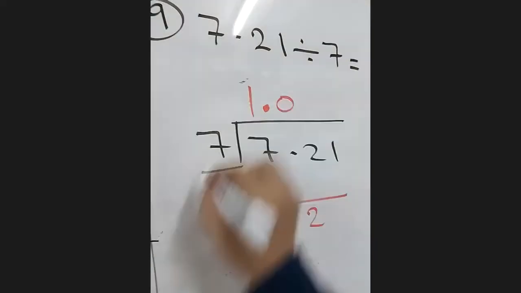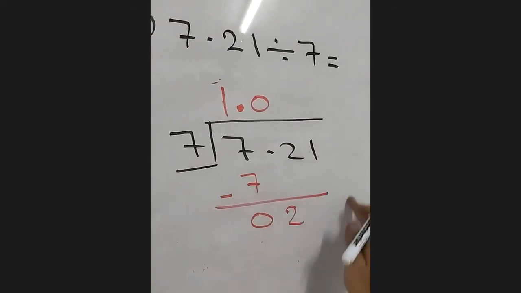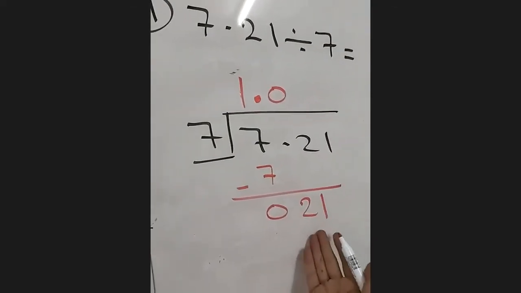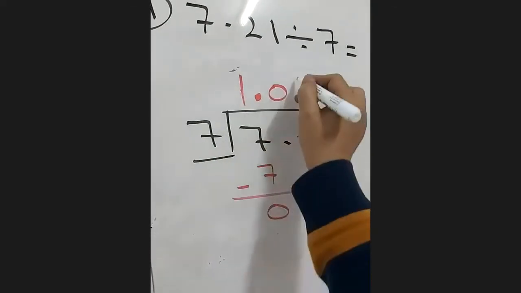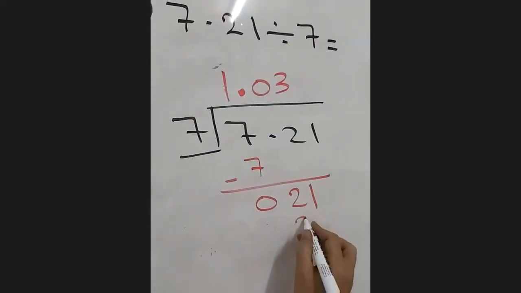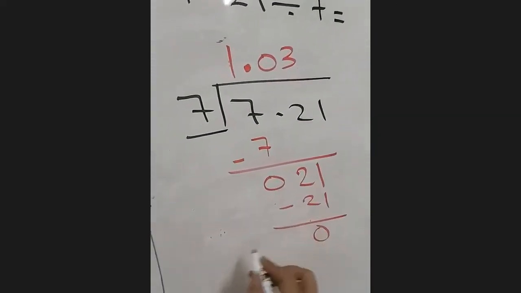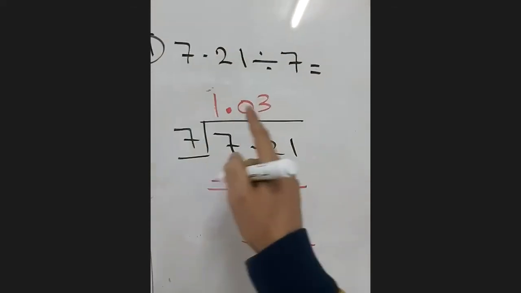The 2 is less than 7. In this case, we put 0 in the quotient. Then I will put the 1 down. 21 divided by 7 is 3. 3 multiply 7 is 21. Subtract: 0. So the answer is 1.03.